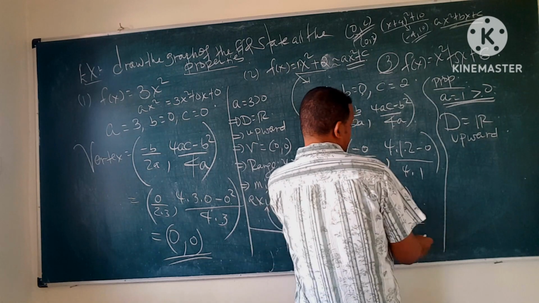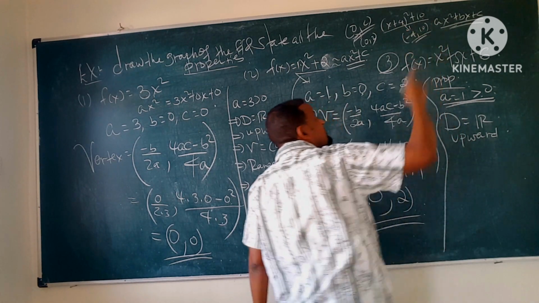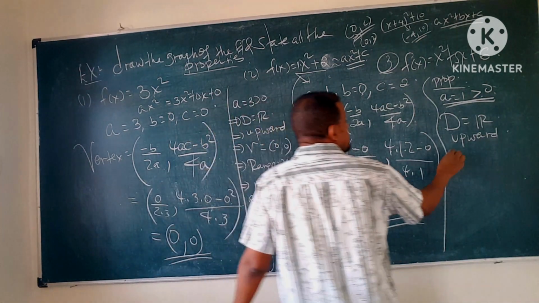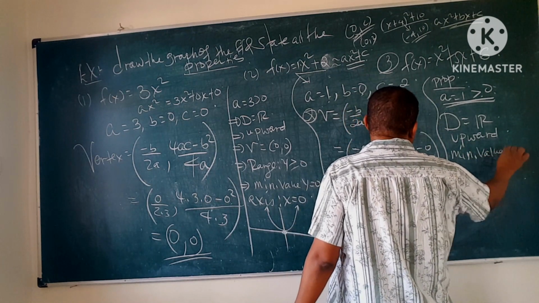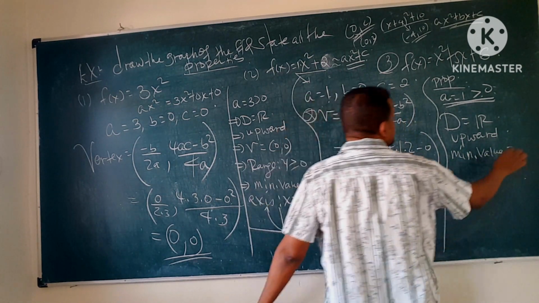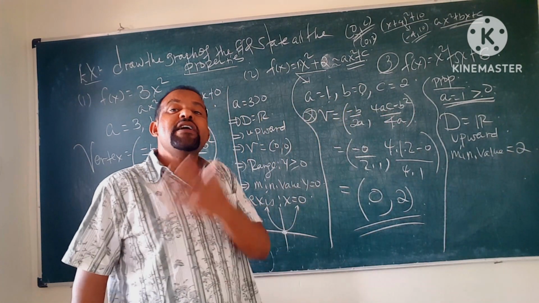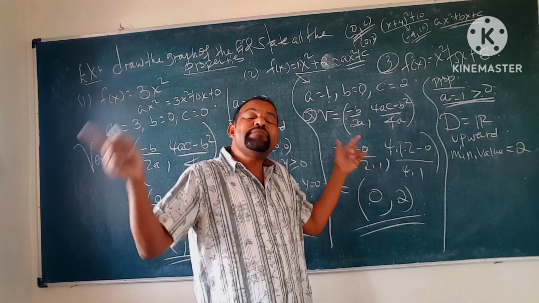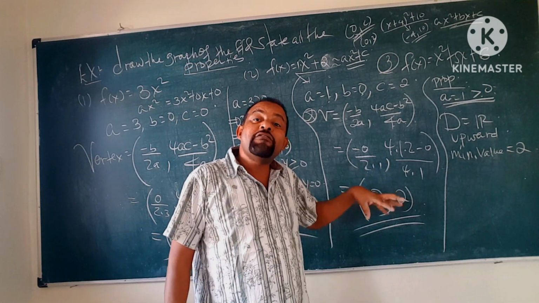Okay then, since it is an upward parabola, does it have a maximum or minimum value? It has a minimum value. The minimum value is 2. The minimum value occurs at the point (0, 2). And the minimum value occurs at x equals 0. That means when the value of x is what?